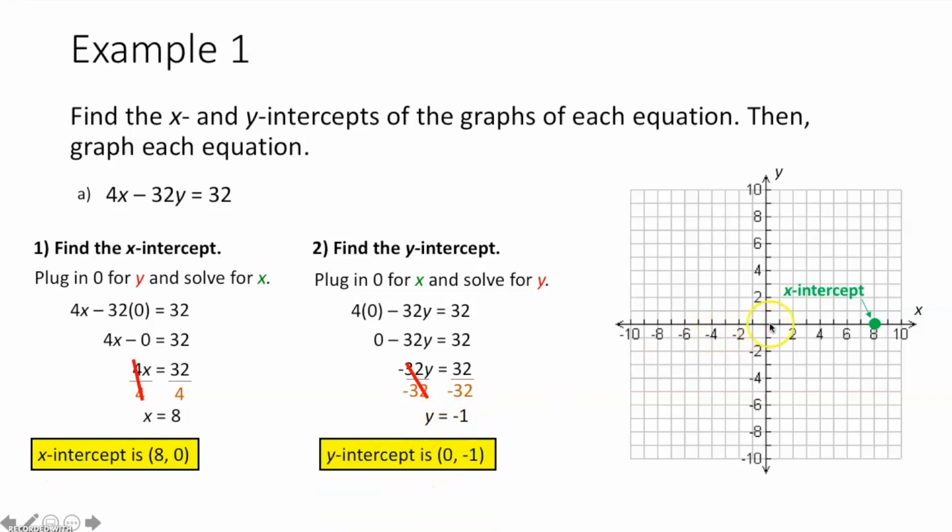So we go over to the graph, go over 0 on our x-axis, down negative 1 on our y-axis, put a point. Now that is going to be your y-intercept. And if we want to then graph the equation, we have 2 points. And all you need to form a line is 2 points. You draw a line through those 2 points, and we have successfully graphed 4x minus 32y equals 32.